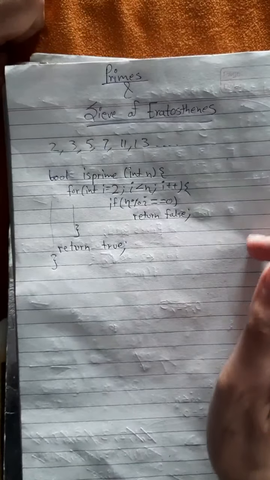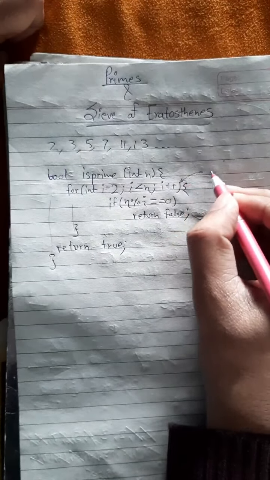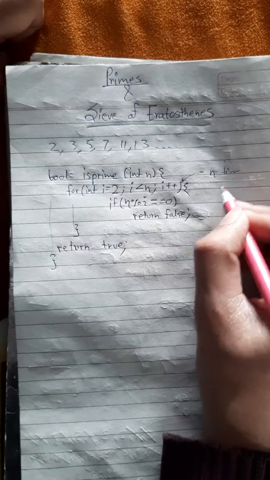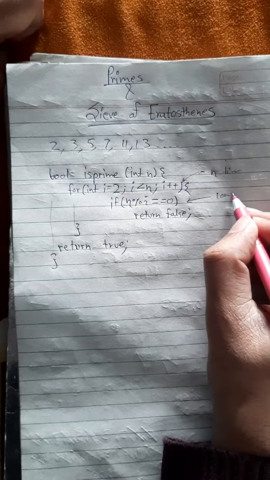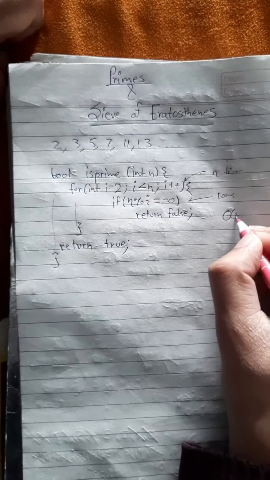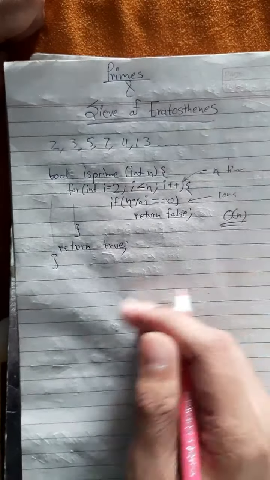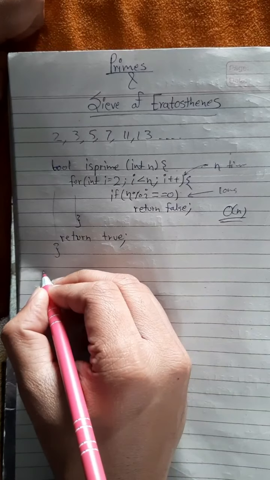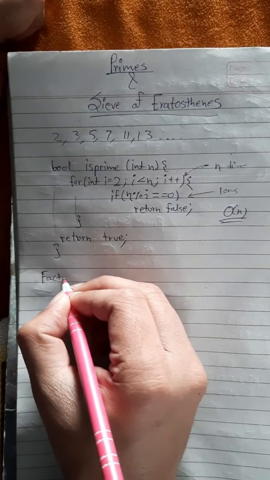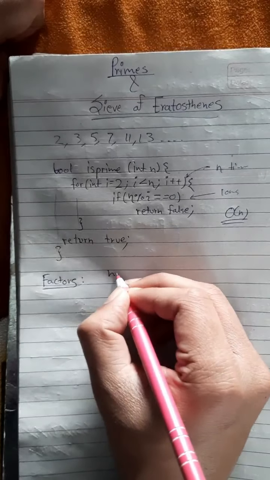Let's talk about time complexity. This loop is running n times, and the comparison operator takes constant time, so it will take big O of n. There is a better way, but for understanding that better way, we should take into consideration factors. Say n is 36.